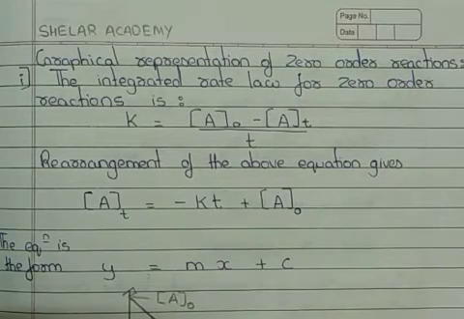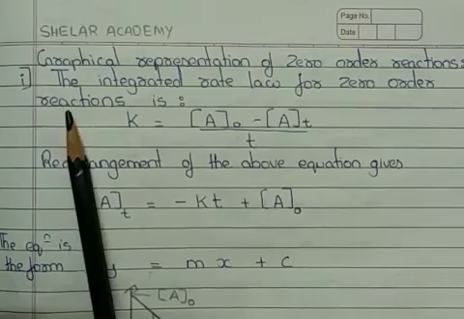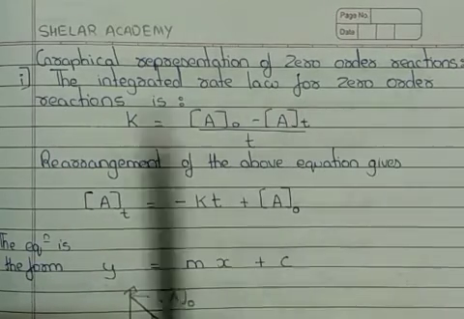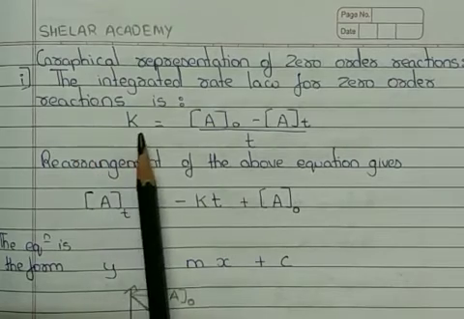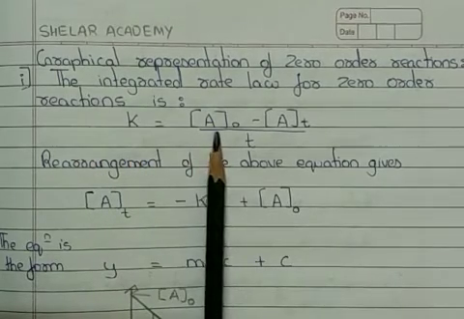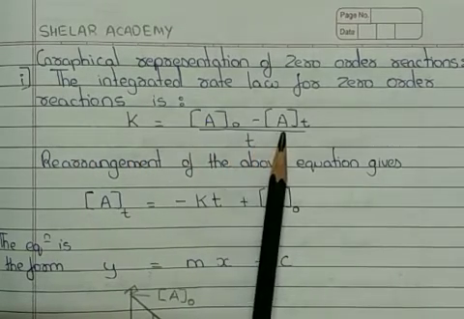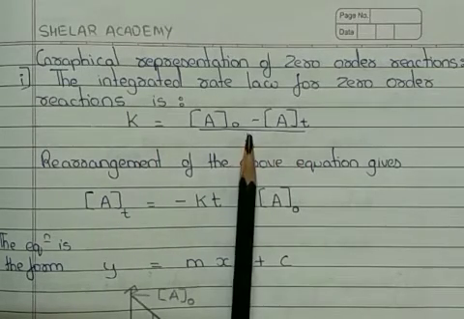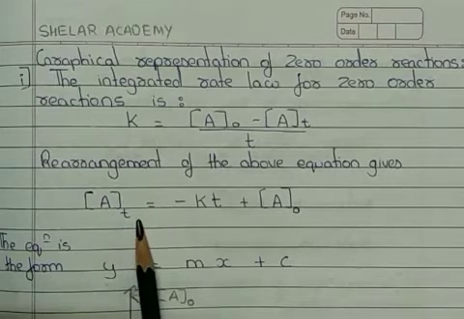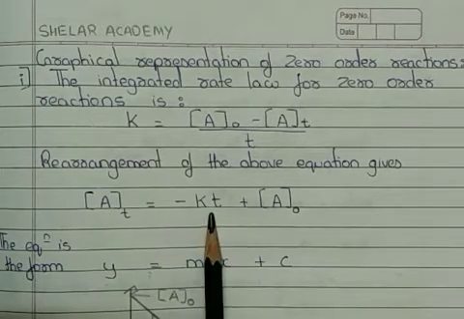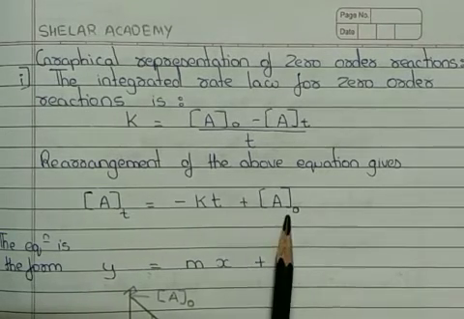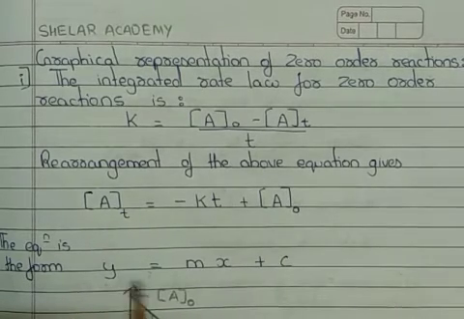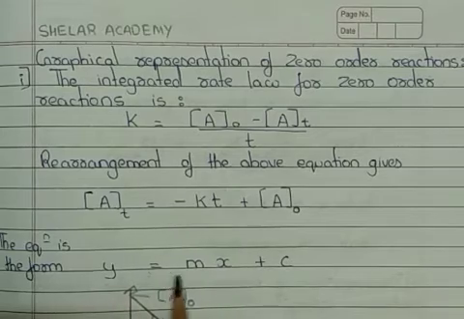In this we have two graphs to explain. For the first graph we make use of the integrated rate law equation which we have derived especially for zero order. The law says K equals concentration of A at 0 time minus concentration of A at T times upon T. If this equation is rearranged, we get concentration of A at time T equals minus KT plus concentration of A at time 0. This equation we write in the form of a straight line, that is y equals mx plus c.